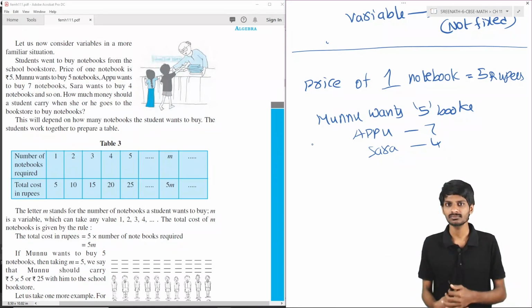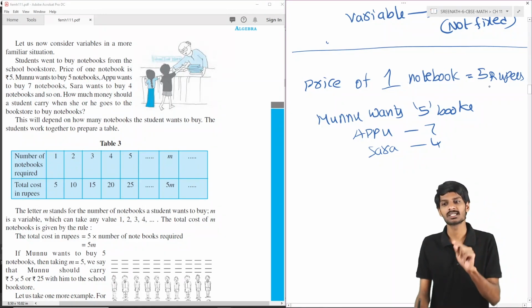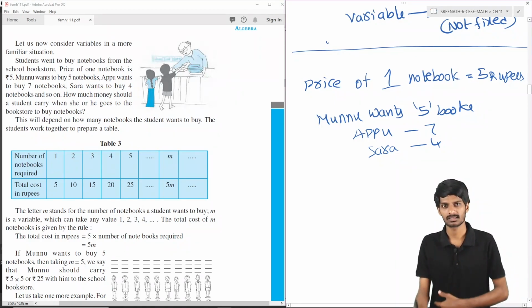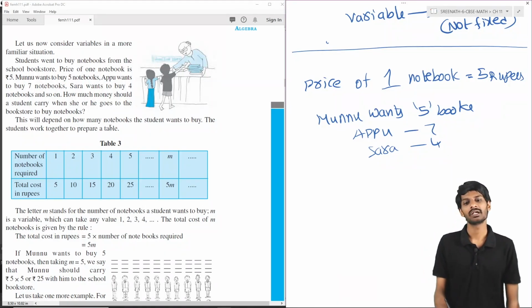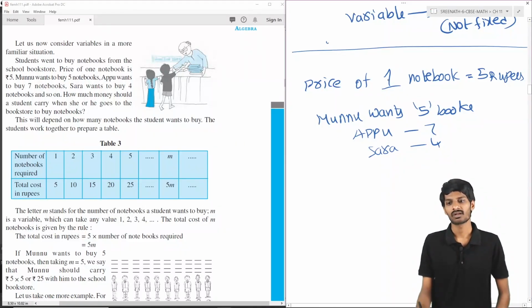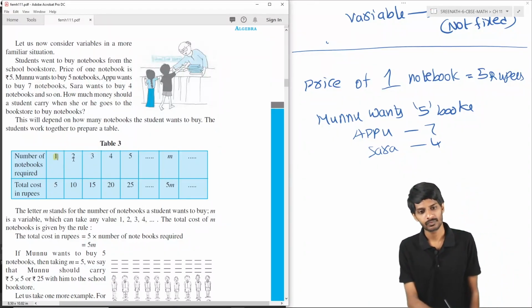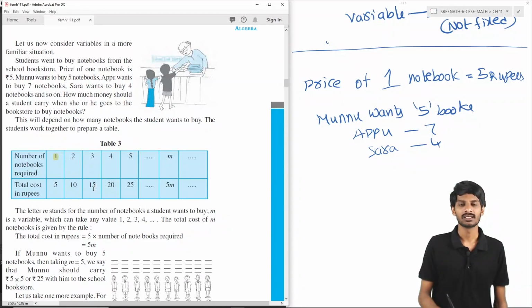Can you tell? What is the information we have? The price of one notebook is just 5 rupees. Okay students, for one notebook it is 5 rupees. For all these notebooks, how much total money does it take? This will depend on how many notebooks the students want to buy, students. So for one notebook it is 5 rupees. For 2 notebooks it is 10. For 3 notebooks it is 15. For 4 notebooks it is 20.